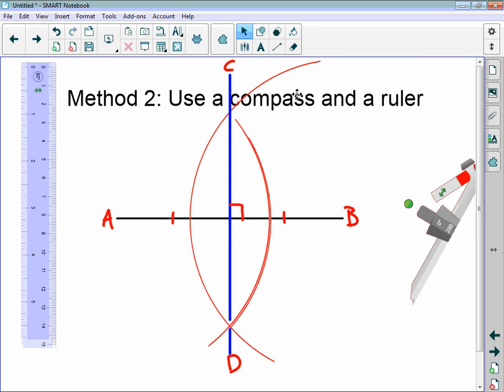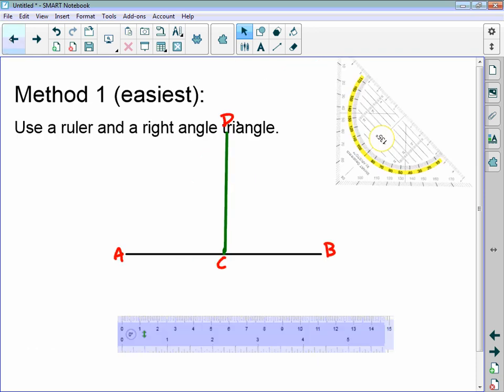So 2 different ways. You'll practice both of those in class. Definitely method 1, using a ruler and a right angle triangle, is the easiest, and you're less likely to mess up like I did. And that is the end of this lesson for today, for section 3.2. So, see you later.